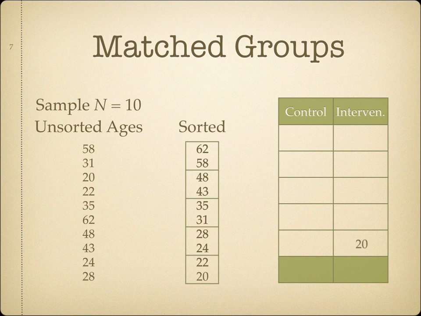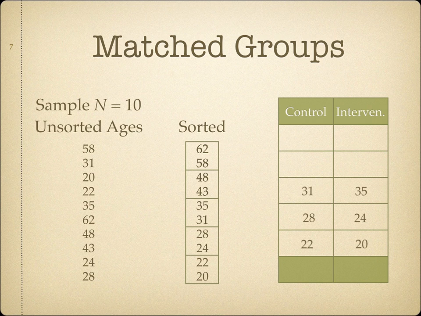And so maybe we randomly have the 20-year-old go into the intervention, and the 22-year-old then therefore goes into the control condition. Once the 20-year-old was assigned, then the 22-year-old was going into the other condition. We do the same thing with the 24-year-old and the 28-year-old. And we do that for all of the rest of them. The 31-year-old goes into the control condition, the 35-year-old into the intervention condition.